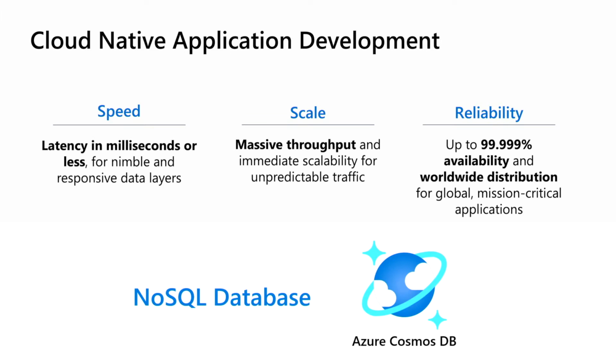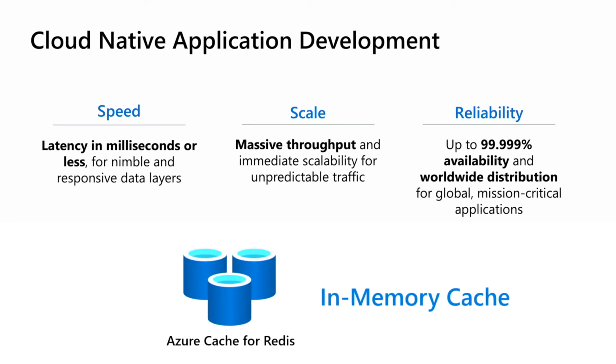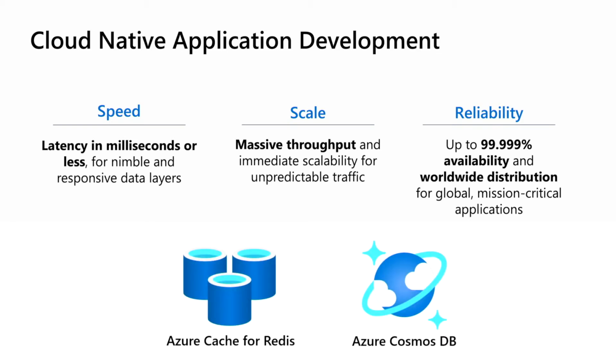If your application is based on a NoSQL database, you can achieve these characteristics using Azure Cosmos DB. If your application needs an in-memory cache, Azure Cache for Redis offers the exact same characteristics. With these two services on Azure, you can really build cloud-native applications with low latency, massive scale, and high reliability.